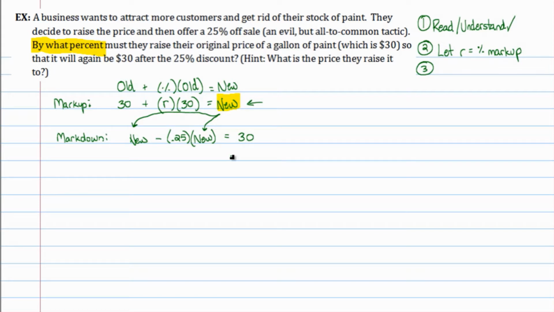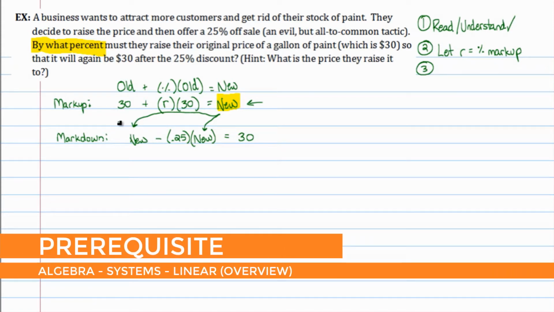But it's not true. So here we go. I have this word, it's the new price. That's what we're going to insert in there. Well, we have two equations, right? And if you remember from elementary algebra, if you have two equations, you need two unknowns. And I do have two unknowns, r and new.